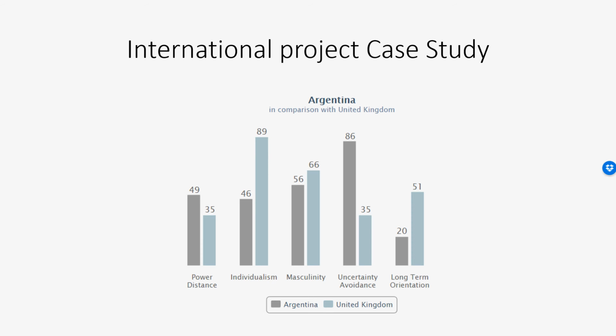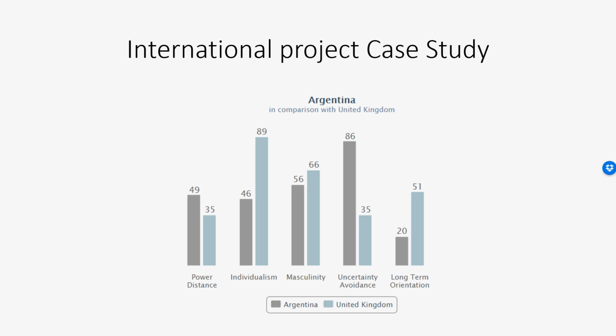Talking about individualism, the UK tends to be more individualistic, and that means that they tend to look after themselves and their close relatives rather than other members of society. The degree of masculinity seems to be similar for both, with a low score, which means that both tend to be feminine and therefore prefer cooperation and modesty.